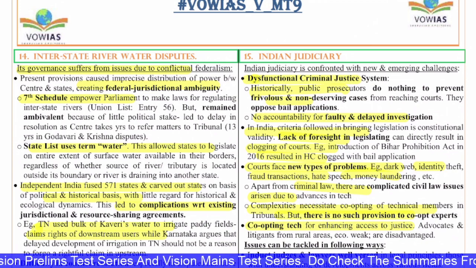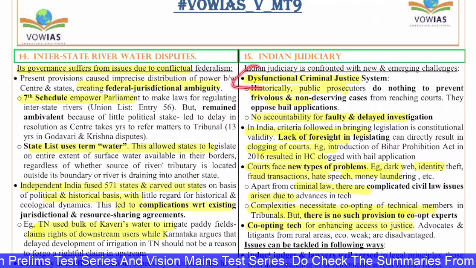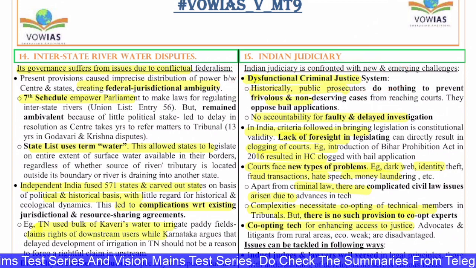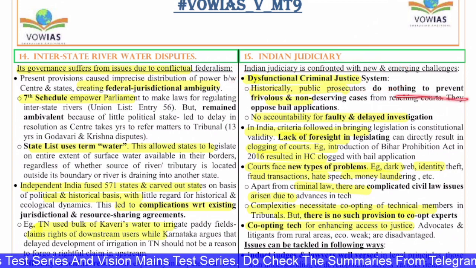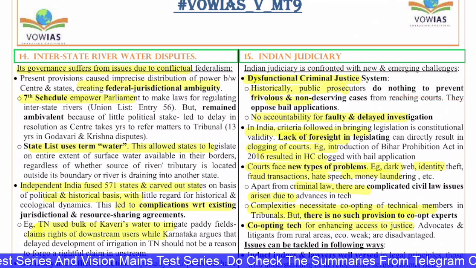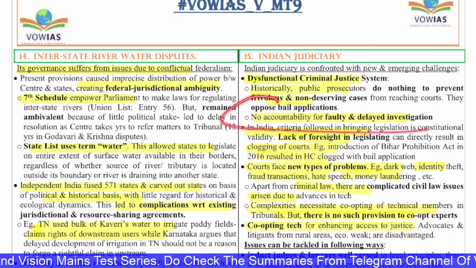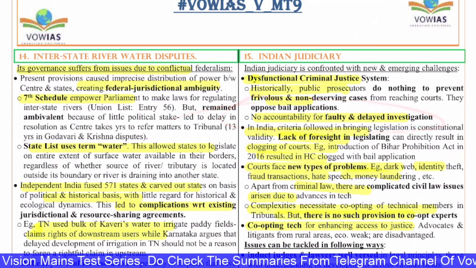Now what are the issues? First is the dysfunctional criminal justice system. Historically, the public prosecutors do nothing to prevent frivolous and non-deserving cases from reaching the courts. They oppose the bail applications as well. And also there is no accountability for faulty and delayed investigation by the investigating agencies.